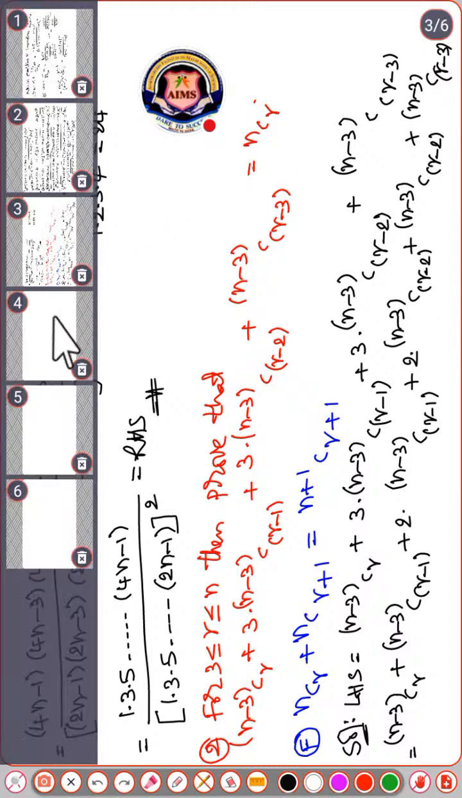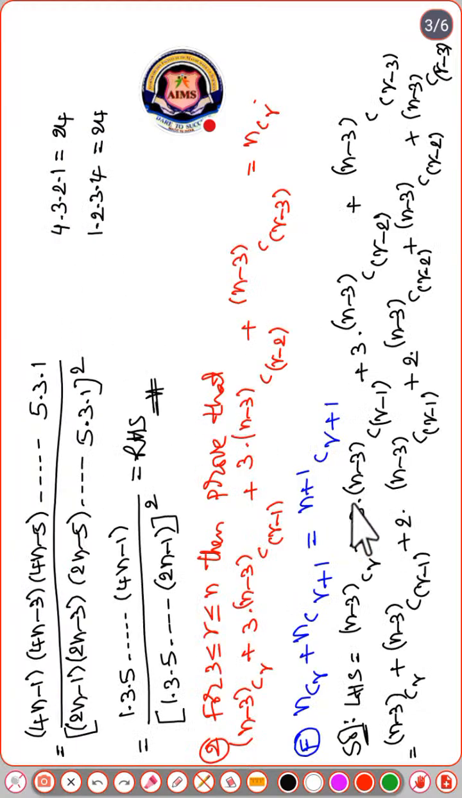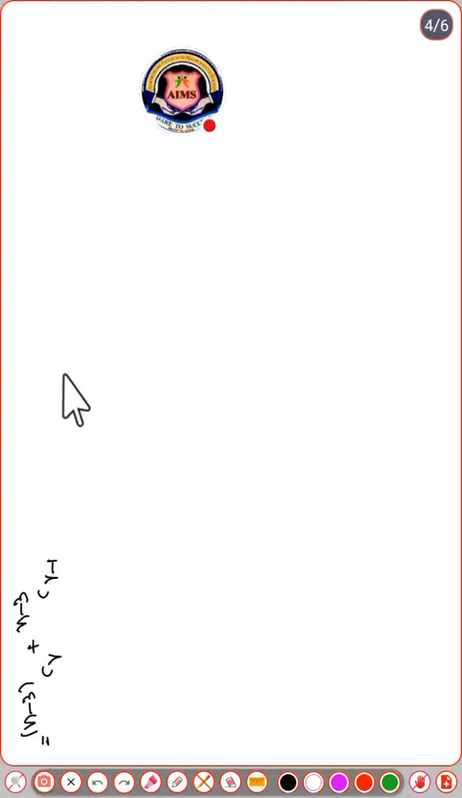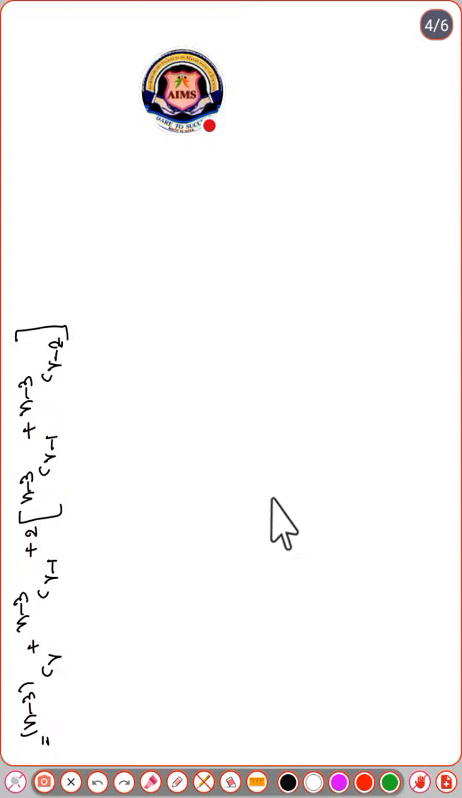Now I am taking the new page. n minus 3 Cr plus n minus 3 Cr minus 1. After this, from these two values take 2 common. Okay. Plus 2 common, remaining n minus 3 Cr minus 1 plus n minus 3 Cr minus 2. Completed, my dears.